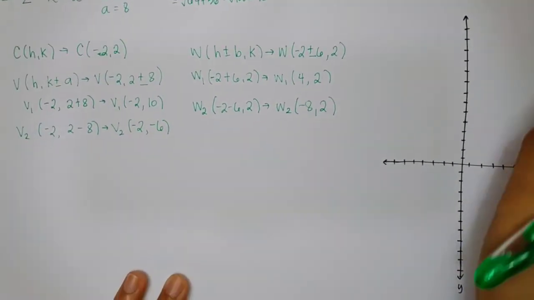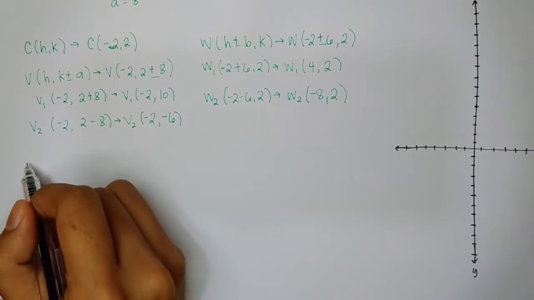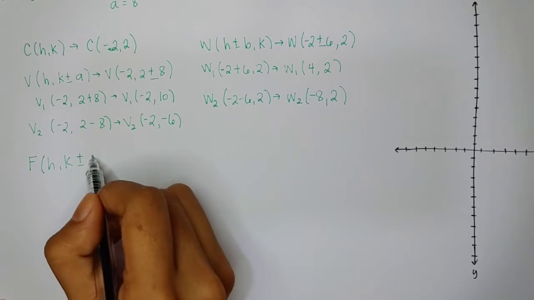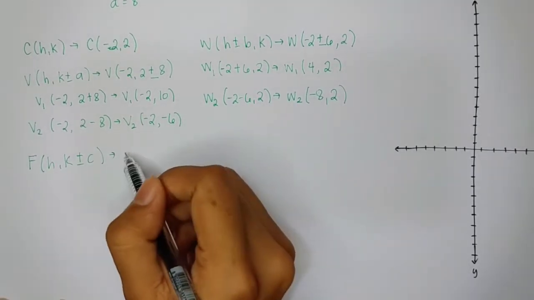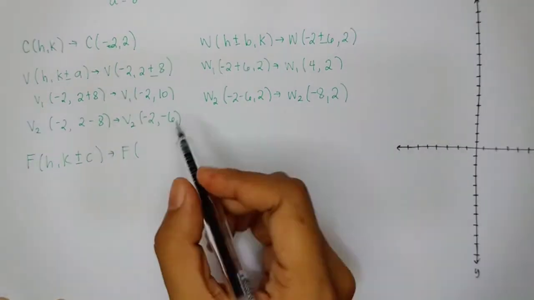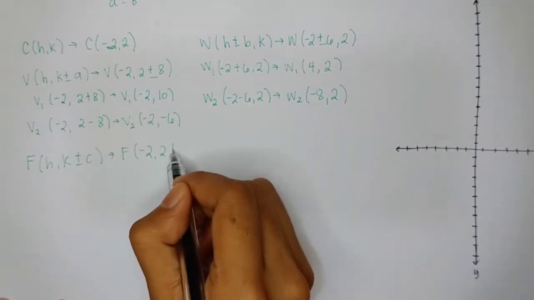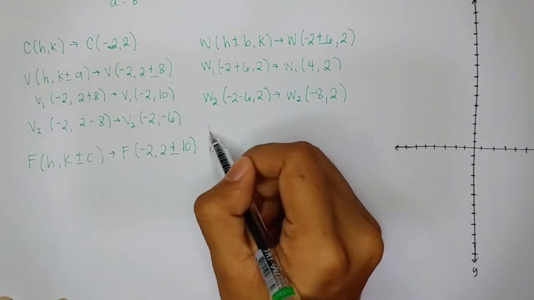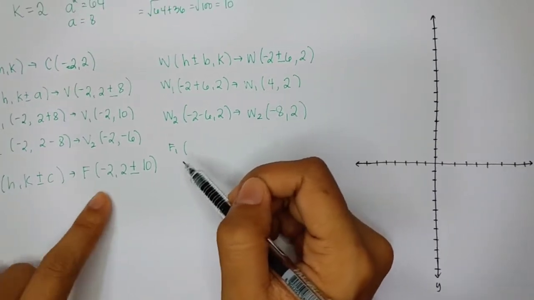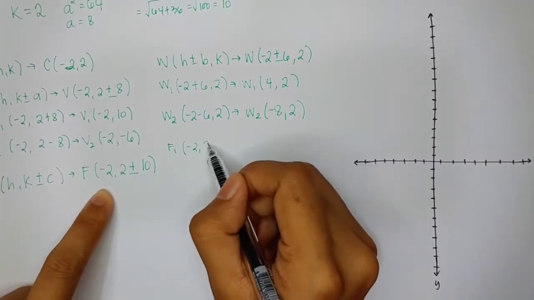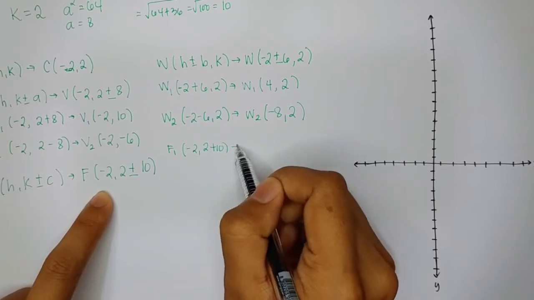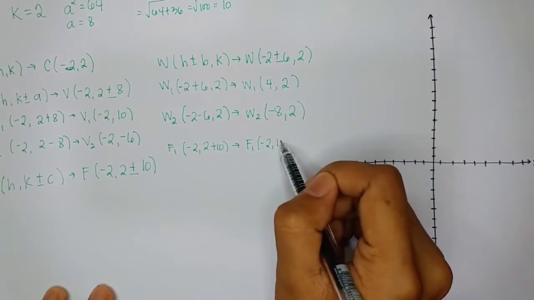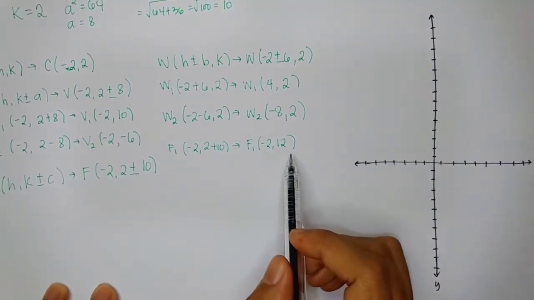Now, let's solve for our foci or our focus. So, we have F, this H, K, plus minus C. So, we have here, F is, ano yung H natin? We have negative 2, copy yung 2 plus, minus, ano yung C? We have 10. So, what will be our F1? So, F1 natin is negative 2, comma, 2 plus 10. So, this will be F1. We have negative 2. 2 plus 10, that is 12. So, we have here negative 2, 12.